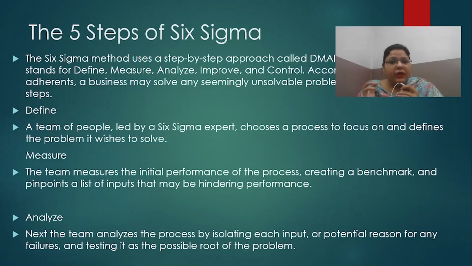Here we are analyzing after the identification and measurement. We check whether the overall input we are giving for production is good or not. If it is not up to the mark, we have to reduce these problems and check the reasons for failures after this analyzing step, testing each as the possible root of the problem, so that we can easily find the basic roots of the problems.